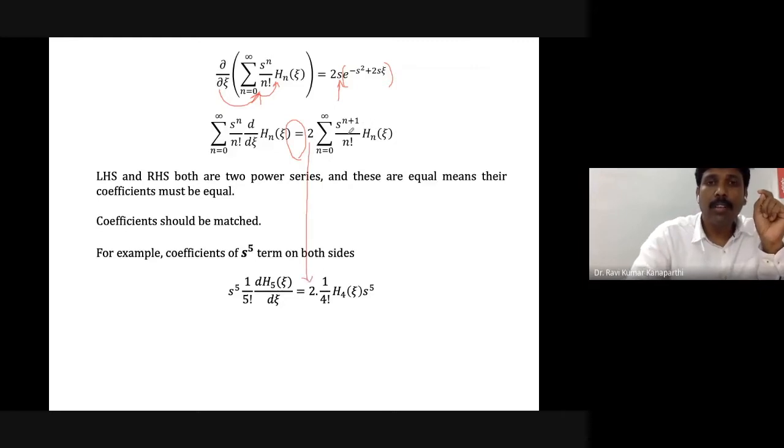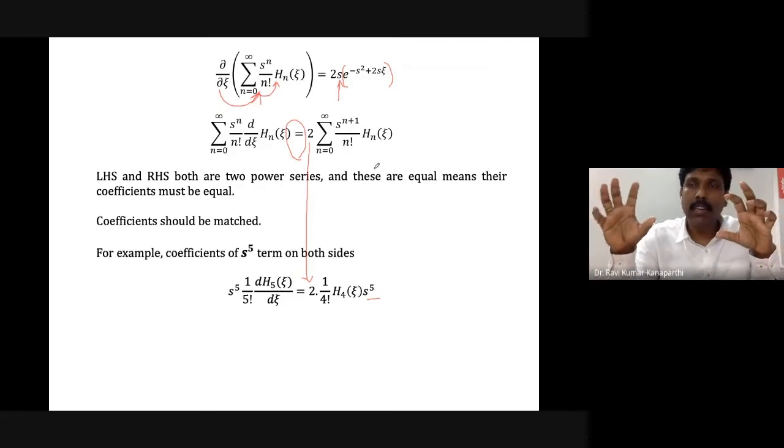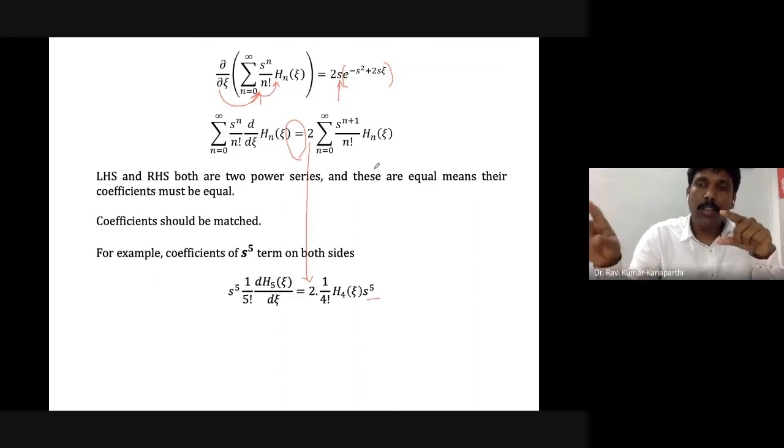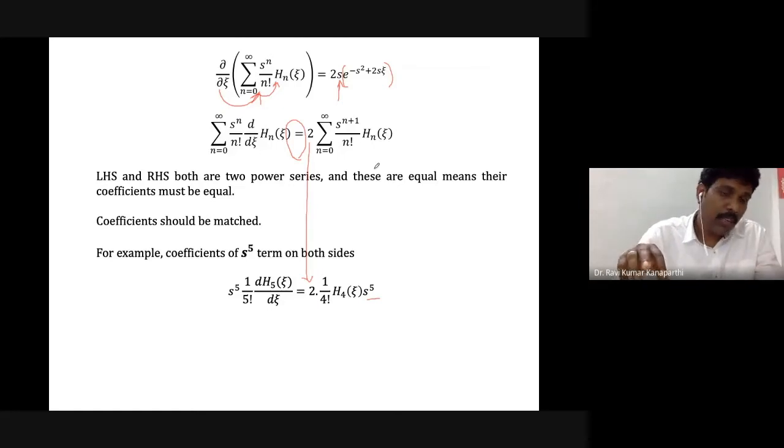And n is equal to 2, if n is equal to 4, if you substitute, this becomes s to the power 5. So that I am writing here. Then there is 1 by 4 factorial, and here h4 of z. So on the right hand side, to obtain the s to the power 5 term, the coefficient of s to the power 5, we have to substitute n is equal to 4. On the other hand, on the left hand side, you can actually substitute n is equal to 5.